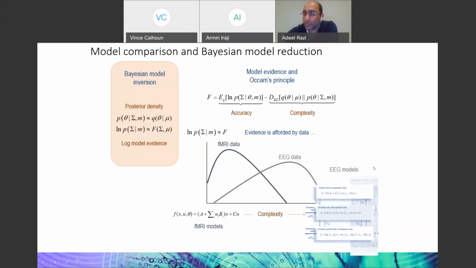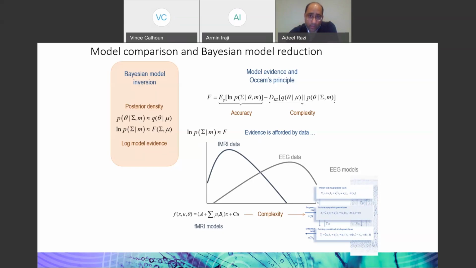But if we look at EEG data, and I will show later on, these EEG models are very complex. They have a large number of higher order differential equations, thousands of parameters in some situations. So with very complex data, the model evidence has its sweet spot at another point, here. What I'm trying to show is that the evidence is afforded by data. It is a function of our data. So the main point from this slide is that with the free energy, we are trying to find the simplest model which is an accurate description of the data. And this is what we get by minimizing free energy.